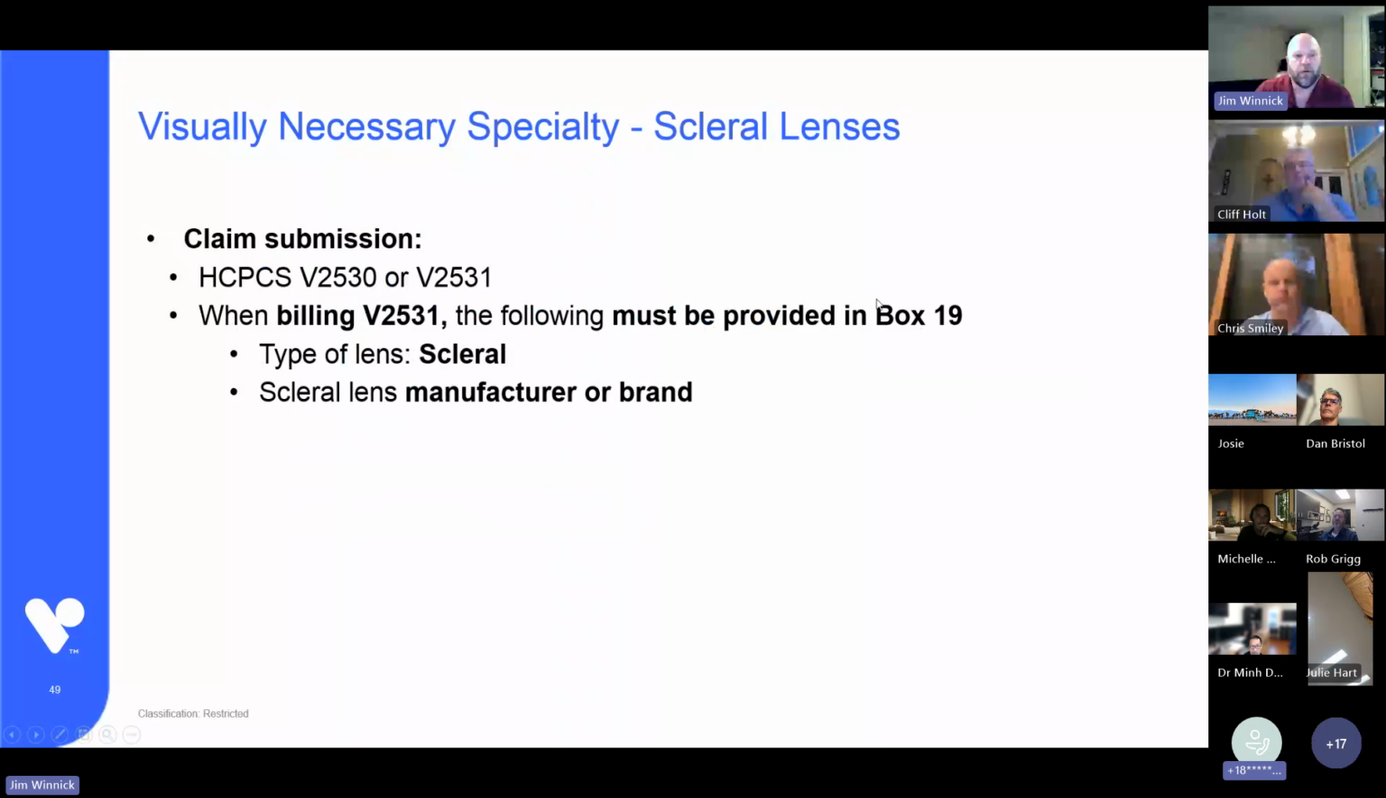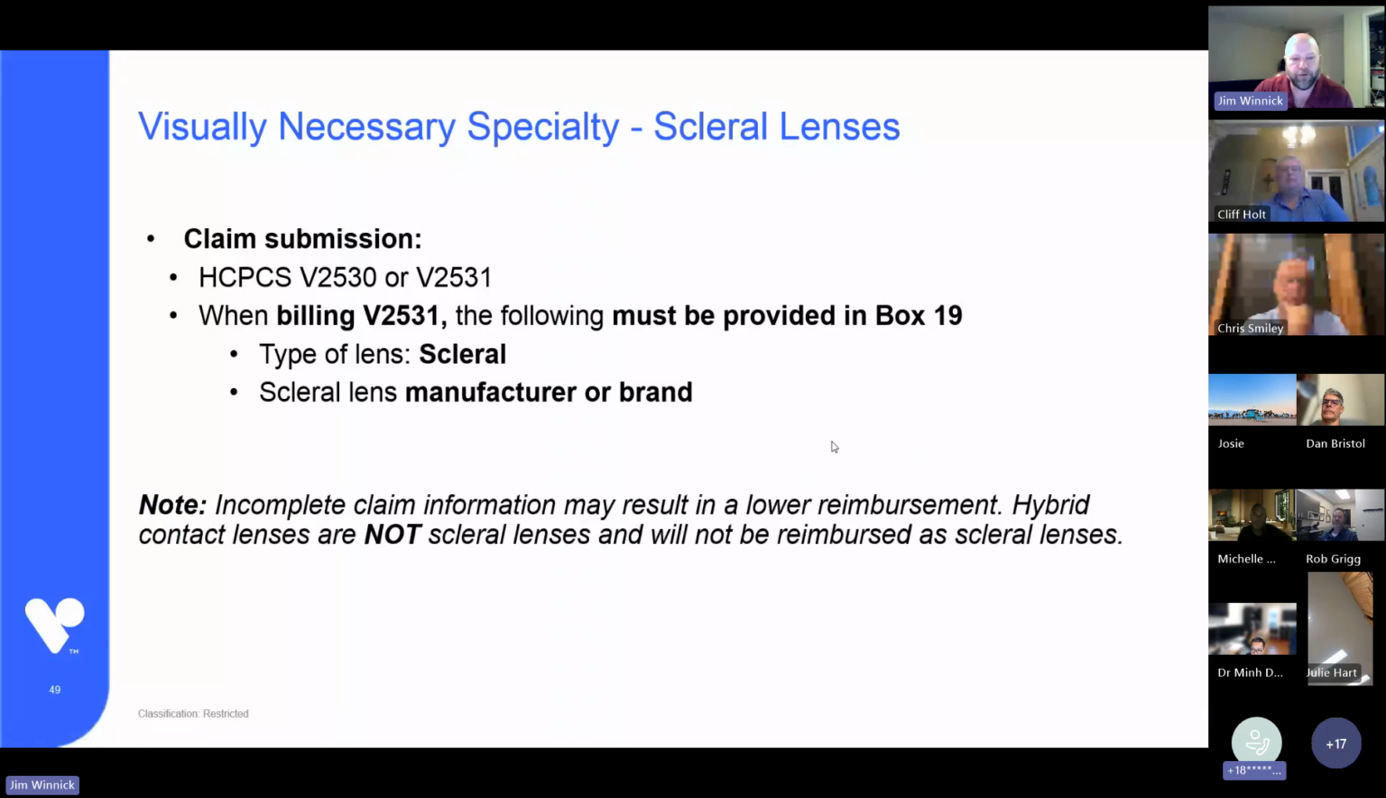Claim submissions when it comes to specific lenses. More and more doctors are fitting scleral lenses for our keratoconic patients and irregular corneas. So you have to have the appropriate either V2530 or V2531 code when billing in box 19. And you have to specify that it's a scleral lens and the particular manufacturer brand that you're using. If you don't fill that out correctly, you will be reimbursed at a lower rate.